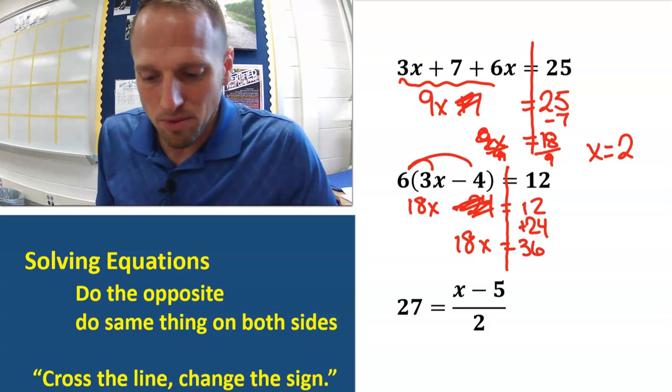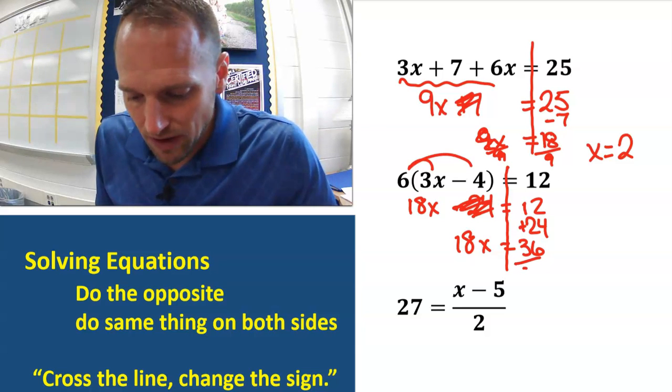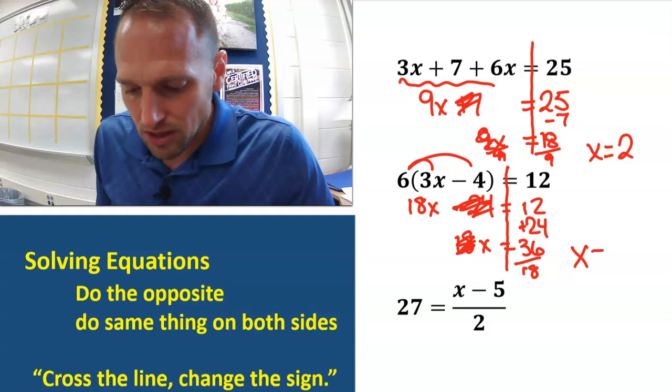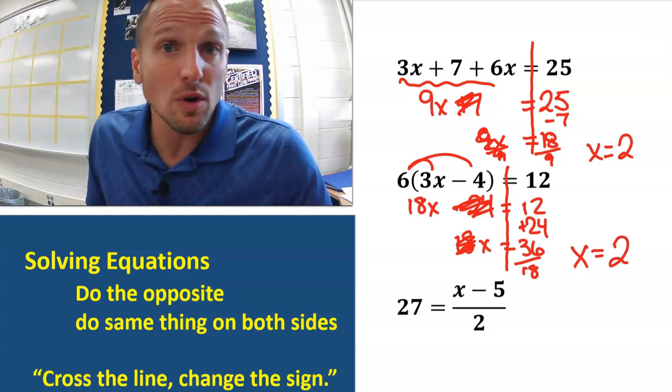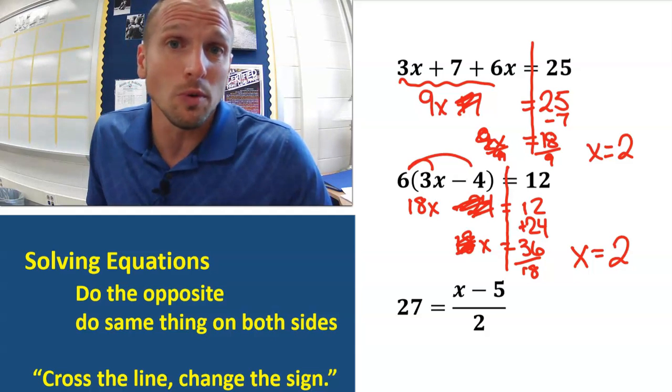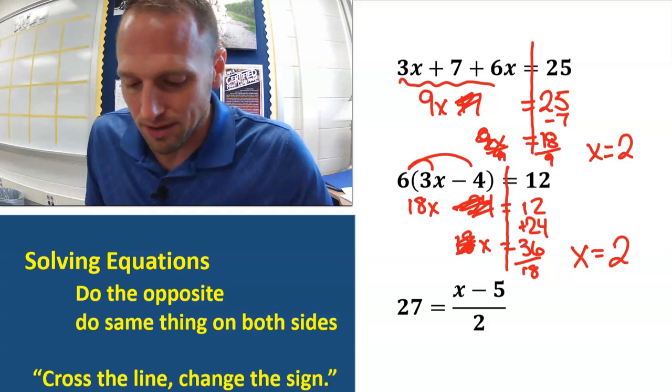And only one more step. That's 18 times x. So let's just divide the 18 over. And it looks like this one also is going to be 2. So the moral of the story is that every equation today, the answer is going to be 2. I'm just kidding. It just kind of worked out that way.